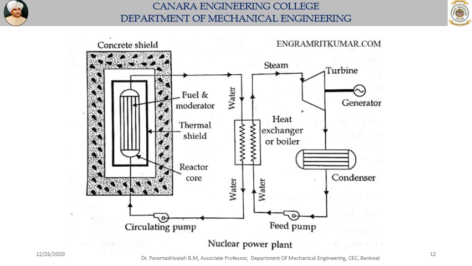That steam expands in the turbine, then transfers the energy to the turbine rotors. Then low temperature, low pressure steam comes out, is condensed, made again to water, then supplied back. This continues. So this is how a nuclear power plant works. I hope it is clear for you.